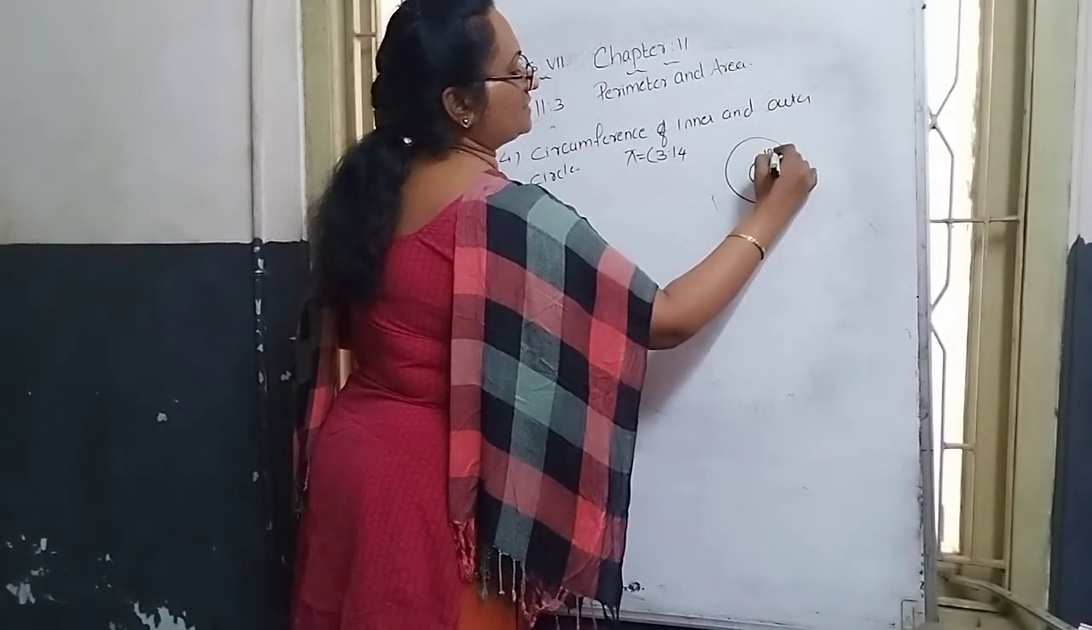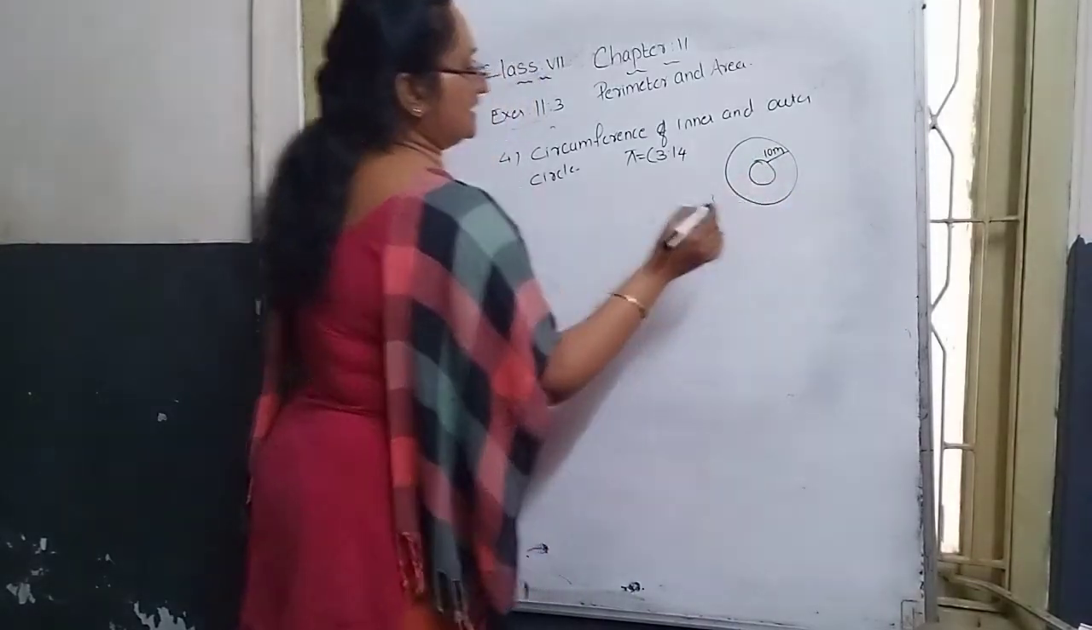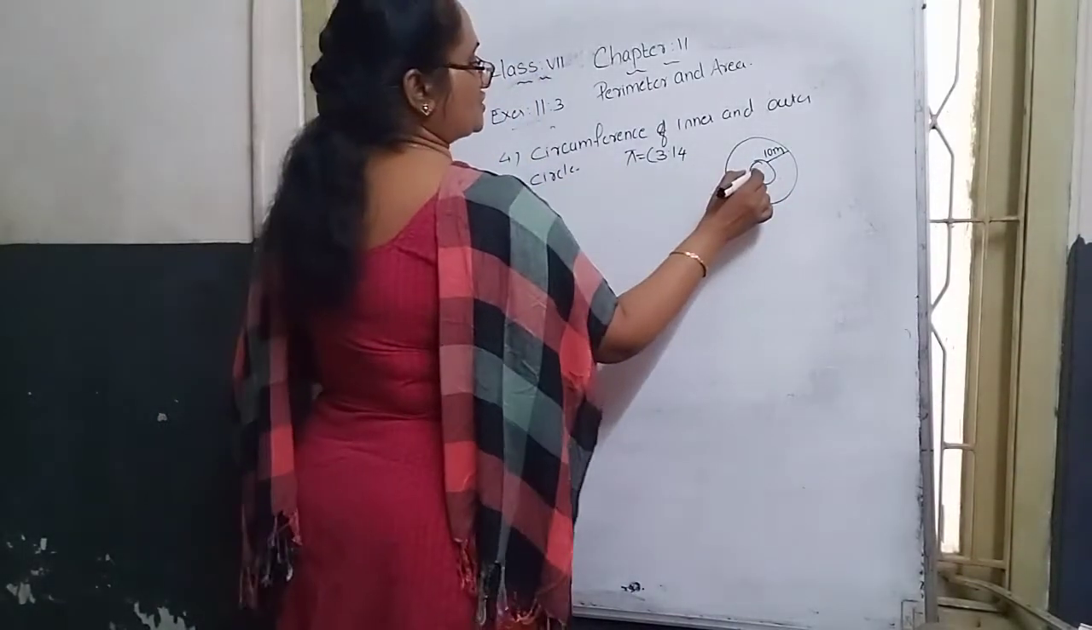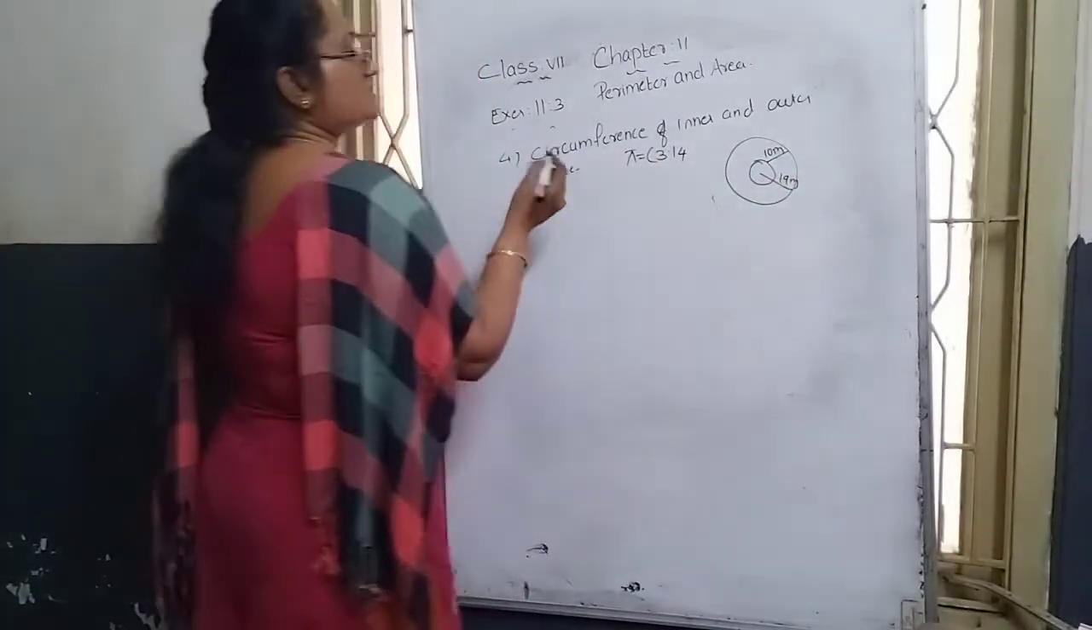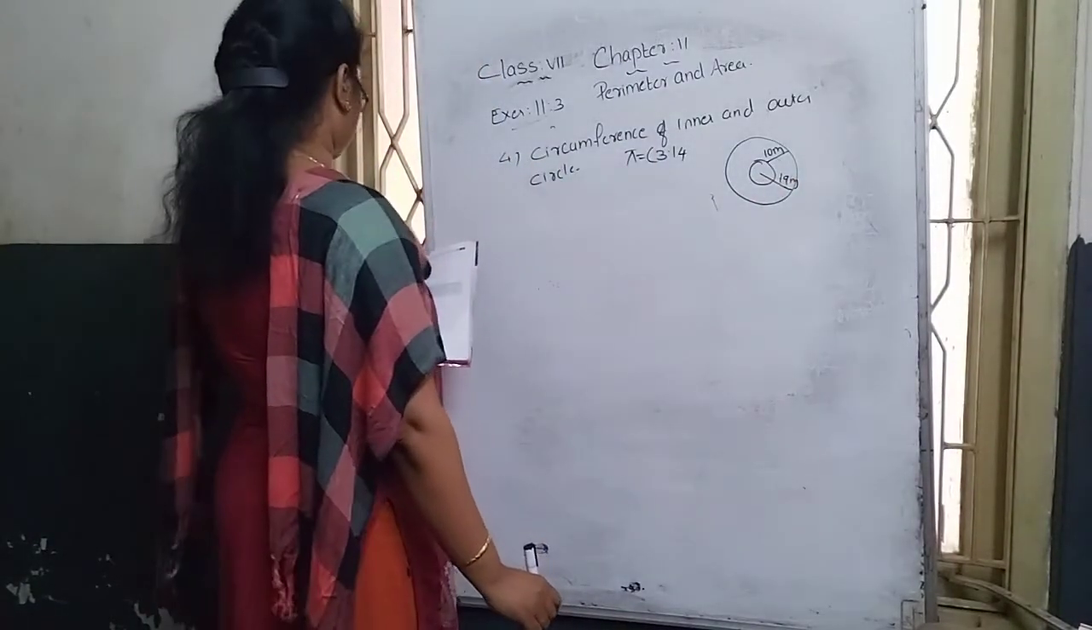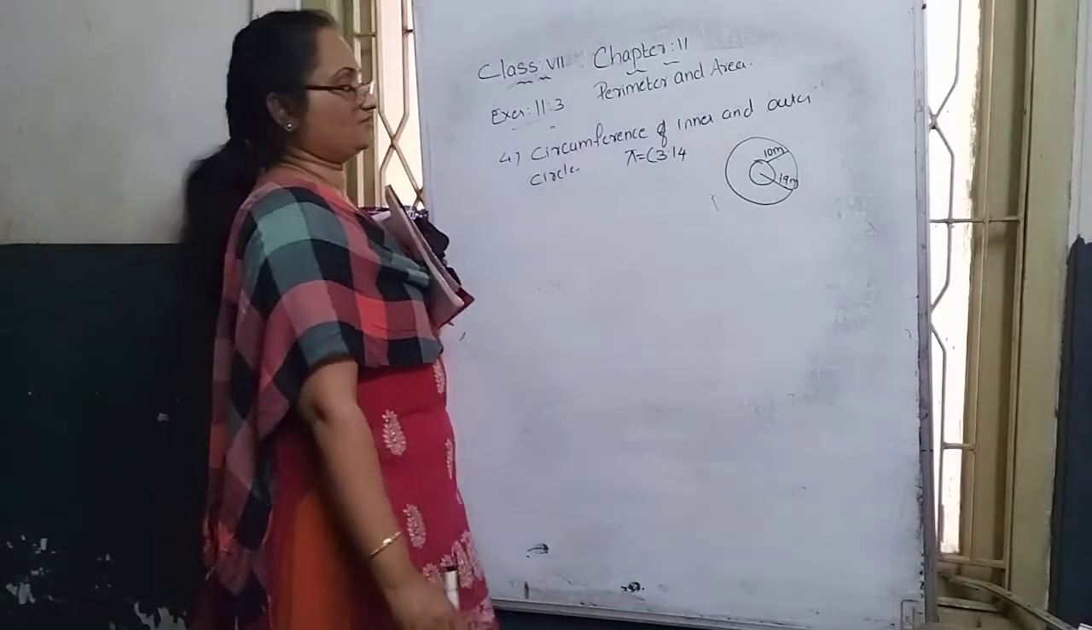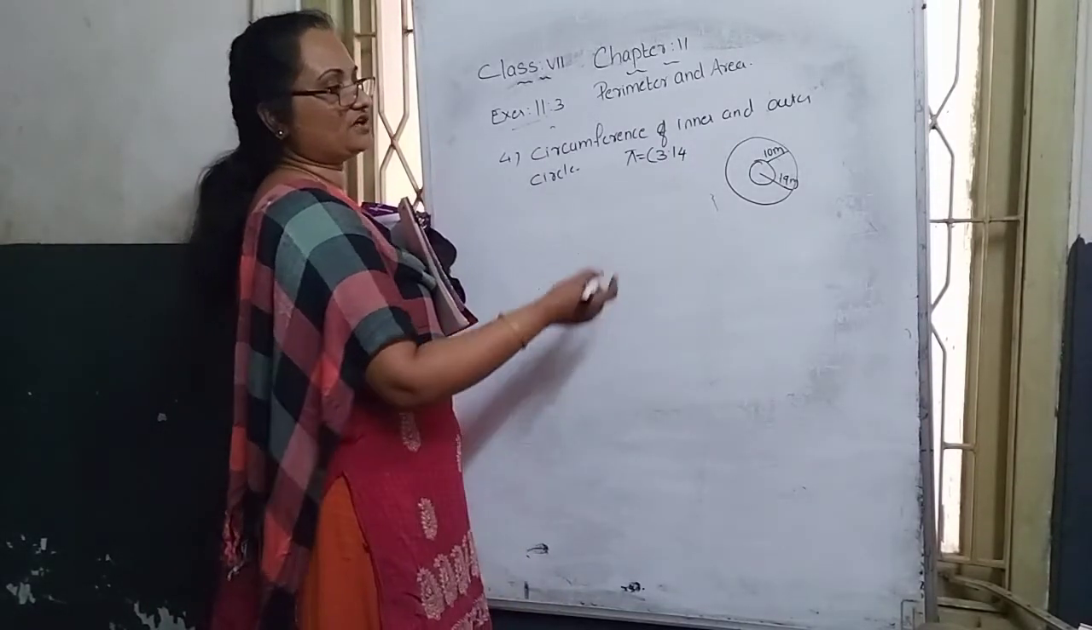Thickness is given as 10 meter. Then the outer radius is also given: radius of the outer circle is 19 meter. They ask us to find the circumference of the inner and the outer circles, not the area. Circumference is asked. So what do we want to find out?